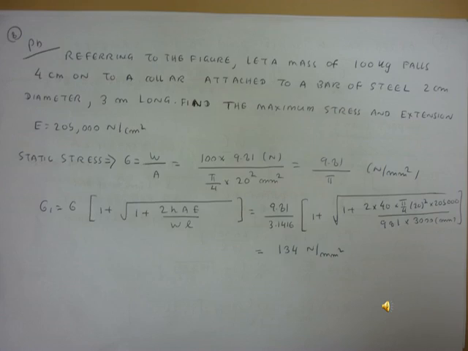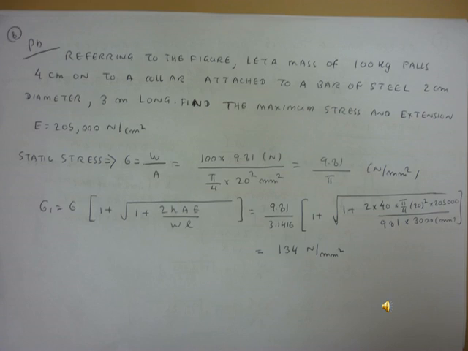So the problem is that we need to refer to the impact load diagram. Referring to the figure, a mass of 100 kilogram falls 4 centimeter onto a collar attached to a steel bar, 2 centimeter diameter and 3 meter long. Find the maximum stress and extension. E equals 205,000 Newton per centimeter square.